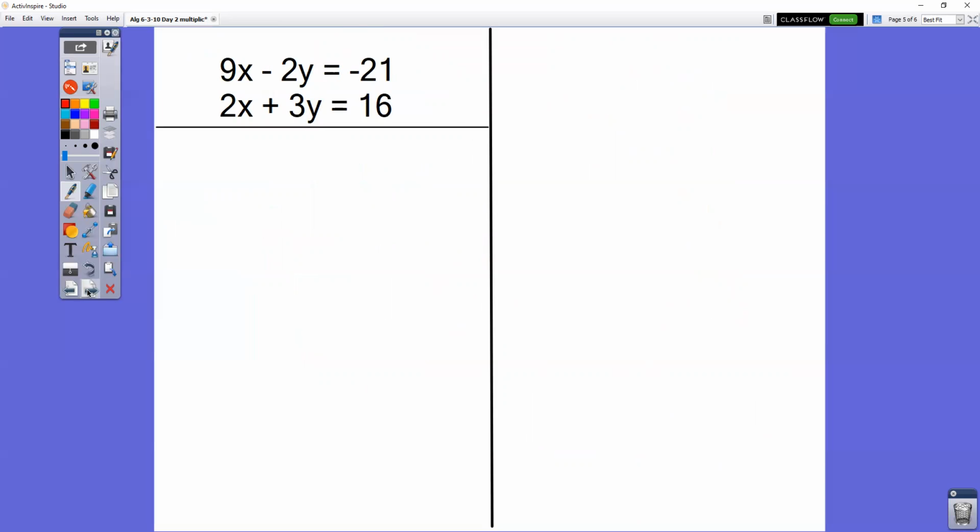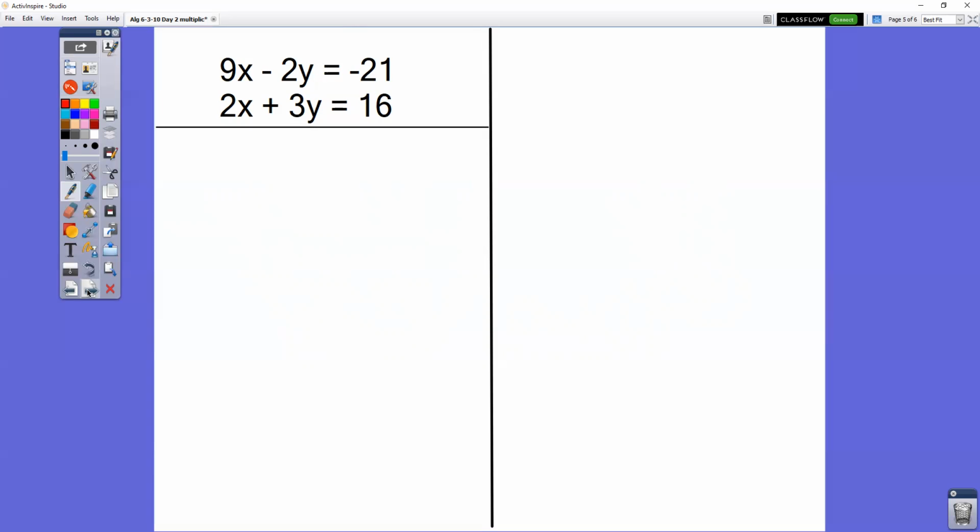Now let's take a look at this one. All right, when we take a look at this one, I see that 2 does not go into 9 evenly, and I see that 2 doesn't go into 3 evenly. So you do have your choice at the beginning of whether you want to make opposites with your x's or your y's. I like using, if you don't have anything that goes in evenly, I like to use the smallest possible numbers. So if I multiply together 2 times 9, that gives me 18.